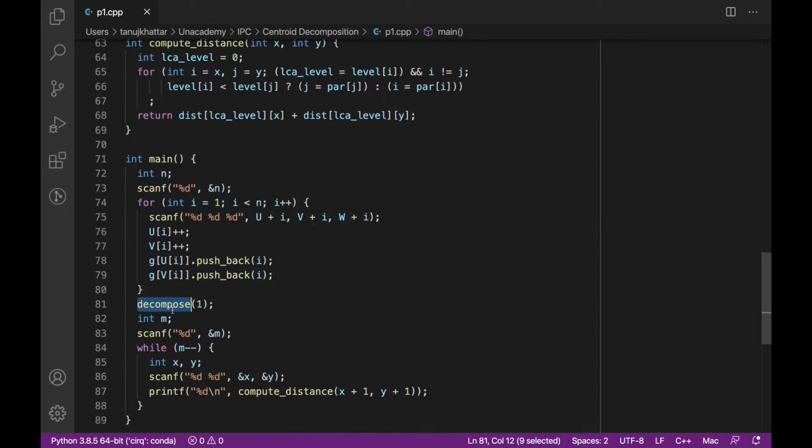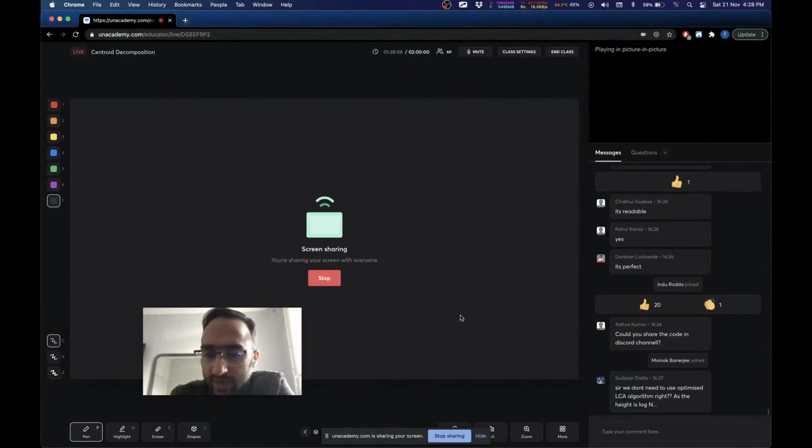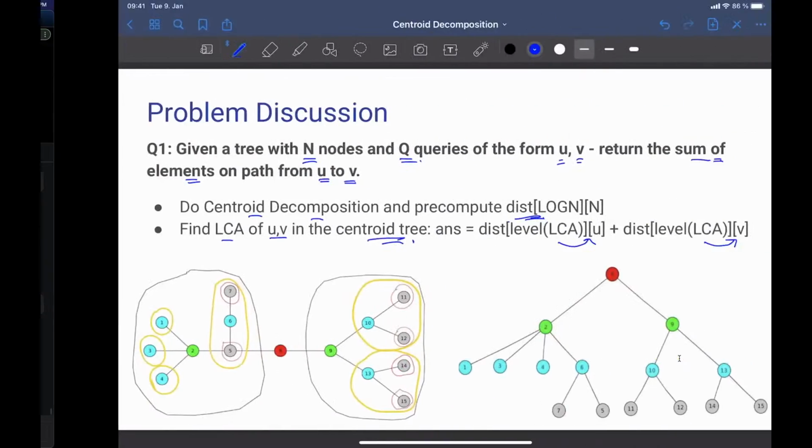Then I call my decompose function. The decompose function is responsible for computing the centroid decomposition and doing any preprocessing that might be required. Any doubts by any chance? Yeah, I'll share the code in the Discord as well.